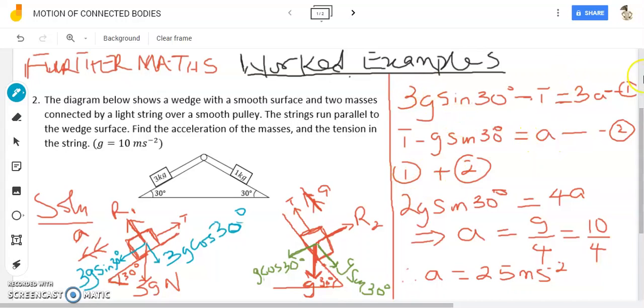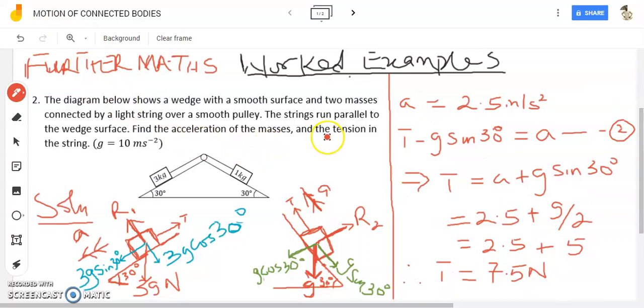Now, solving these two equations simultaneously by using the elimination method, we have 2g sine 30 degrees to be 4a, and that makes our acceleration to be 2.5 meters per second squared, and that answers this part of the question.